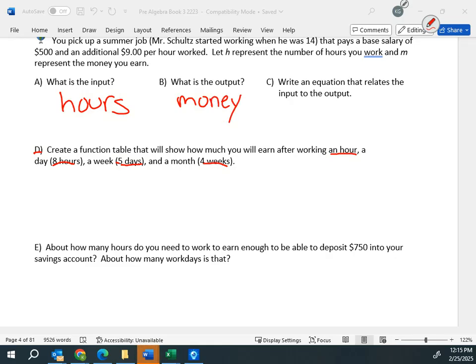Now we need to write an equation that relates the input to the output. So we have a base salary of $500 and an additional $9 per hour worked. What do you think that equation is going to look like? You can try, Harper.